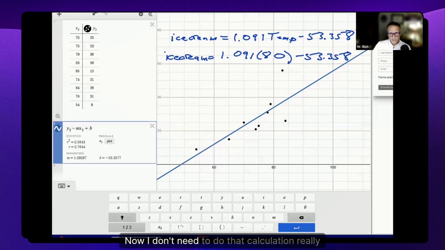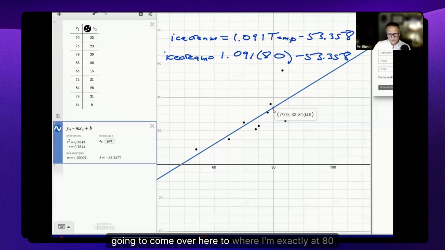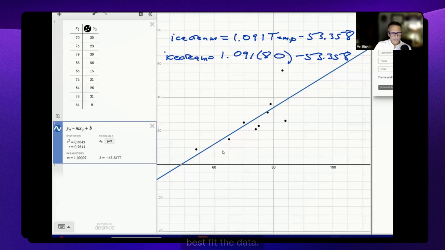Now, I don't need to do that calculation really, because what I'm going to do in Desmos is come over here to where I'm exactly at 80 on the x-axis on that blue line right there. So I can tell you that if I were to do that calculation right there, 1.091 times 80 minus 53.358, it's going to be 33.9. So I'm estimating about 34 ice cream cones I would sell on that day. So that's one of the things that you can do, is make it come up with an equation for a line that would best fit the data.